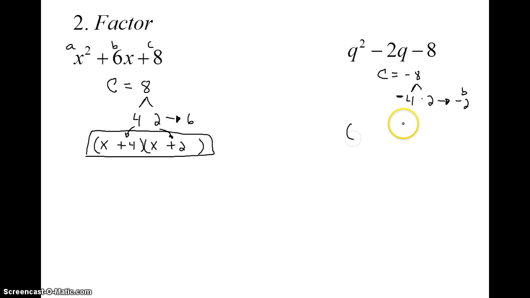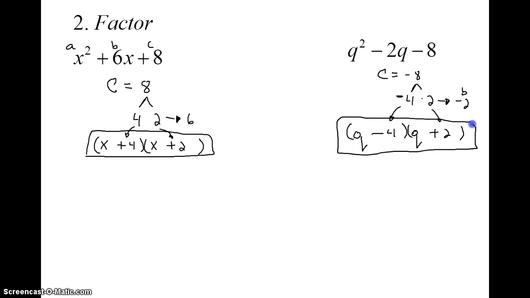So once you find those two factors, the two numbers, you write down your parentheses. We are using q, so there's my q. Bring down the number, minus 4. Bring down the number or the factor, plus 2. So here are my two binomials.